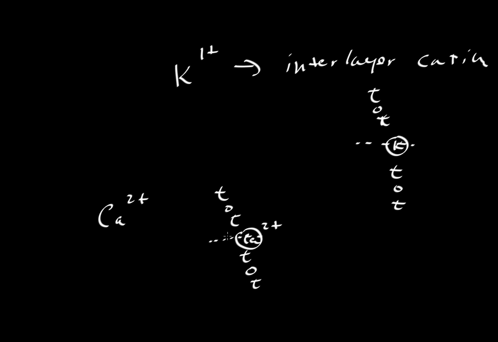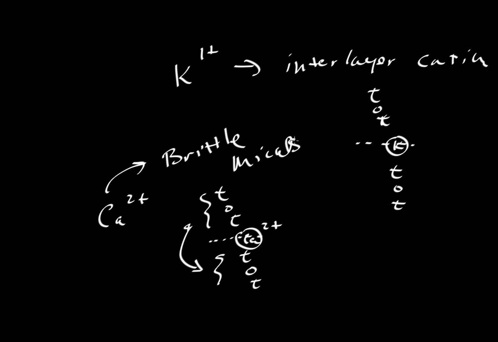With a little bit greater of a charge, this triplet here is a little bit more strongly bonded to this fellow here. So the fellows with calcium as an interlayer cation are usually referred to as the brittle micas. They're a little more brittle, a little weaker than, let's say, the regular micas that have potassium or sodium on the interlayer site. That's one last chemical variation that we didn't discuss.